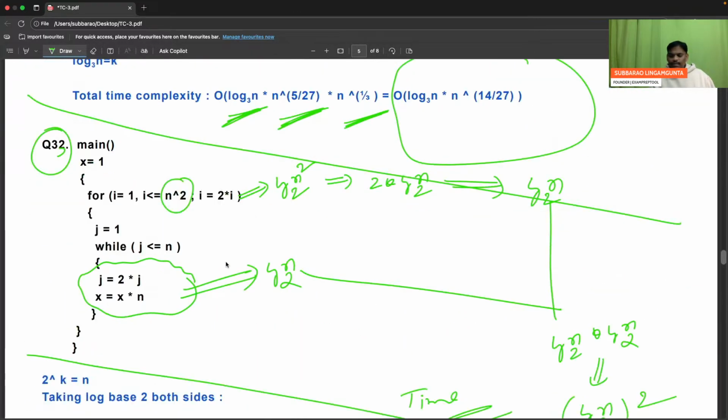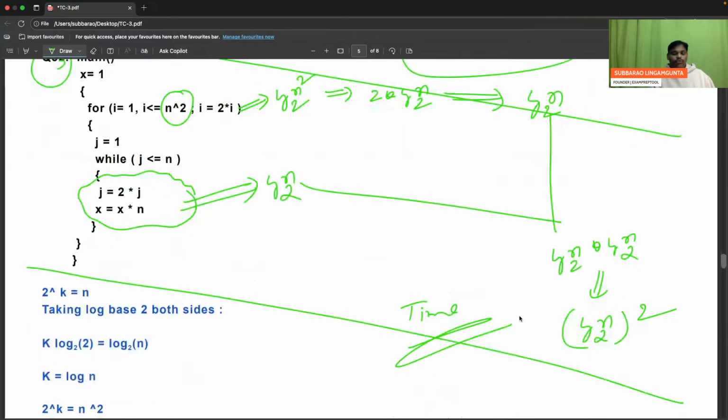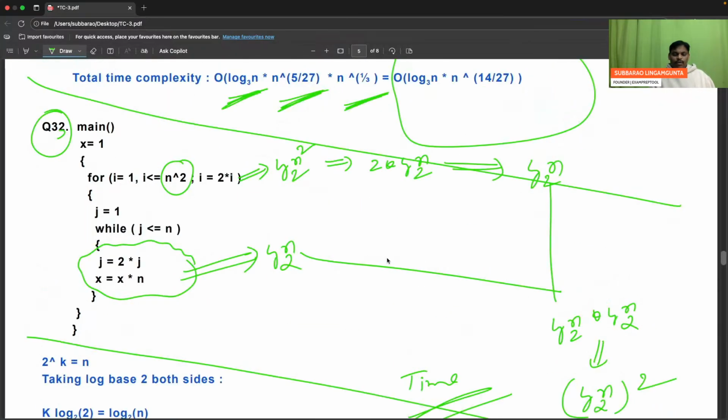Question number 33. Please verify yourself. Time complexity is log n whole square. For the outer one, if you see, log n square base 2 is nothing but 2 log n, which is nothing but log n. For the inner one, it is always multiplied by 2. Always into 2, so log n base 2. Log n times log n, whole square.